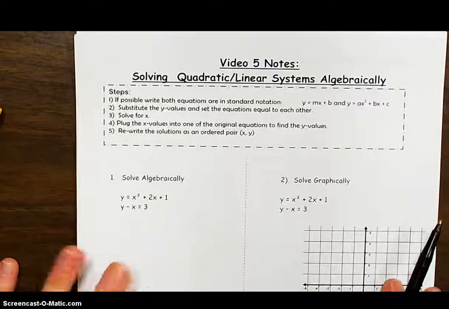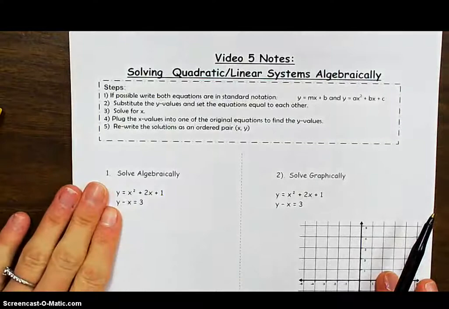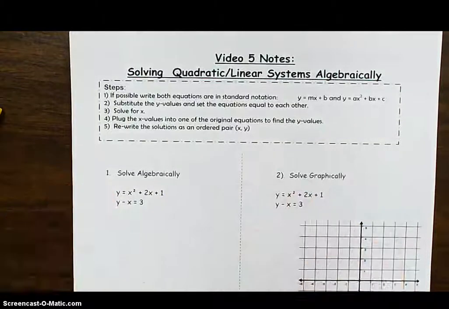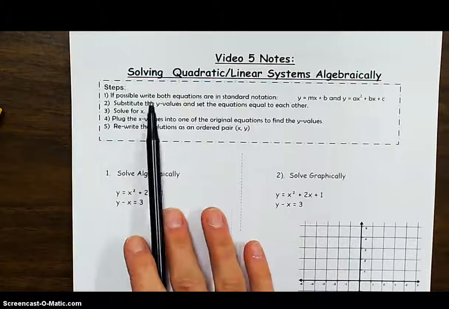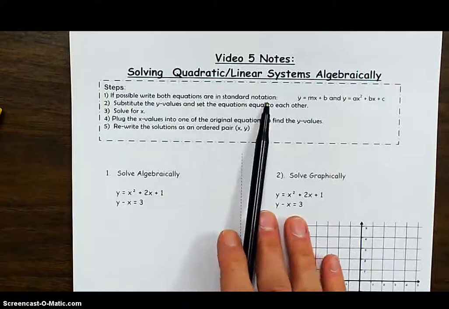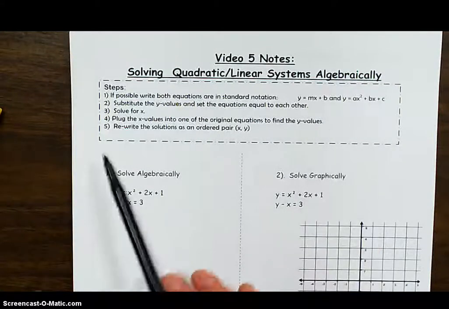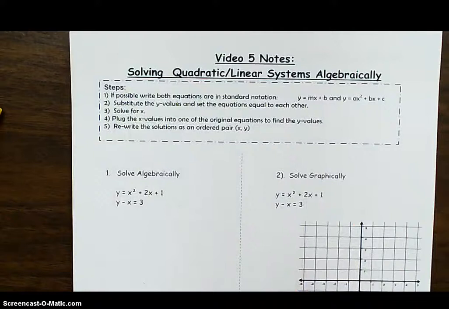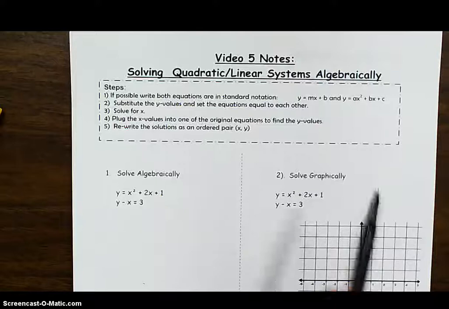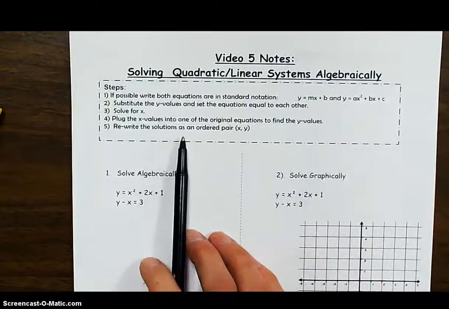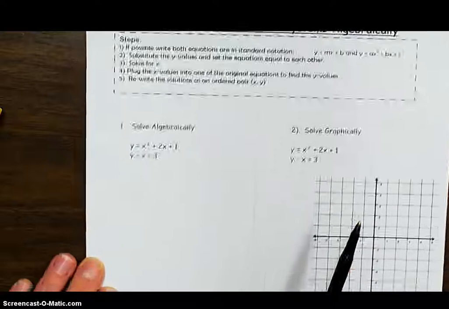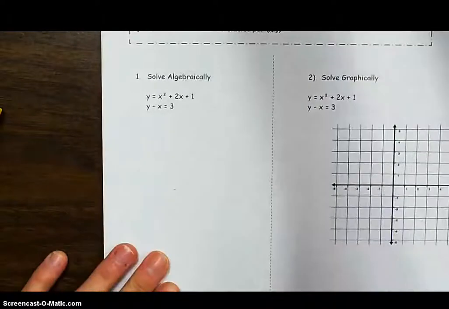The first thing we're going to do is solve algebraically, and then we're going to review how to solve graphically. So here are your steps. If possible, write both equations in standard notation, that's y equals. Substitute the y values and set the equations equal to each other. Solve for x. Plug the x values into one of the original equations and find the y values. And rewrite the solutions as an ordered pair. All right, so let's go ahead and try that.